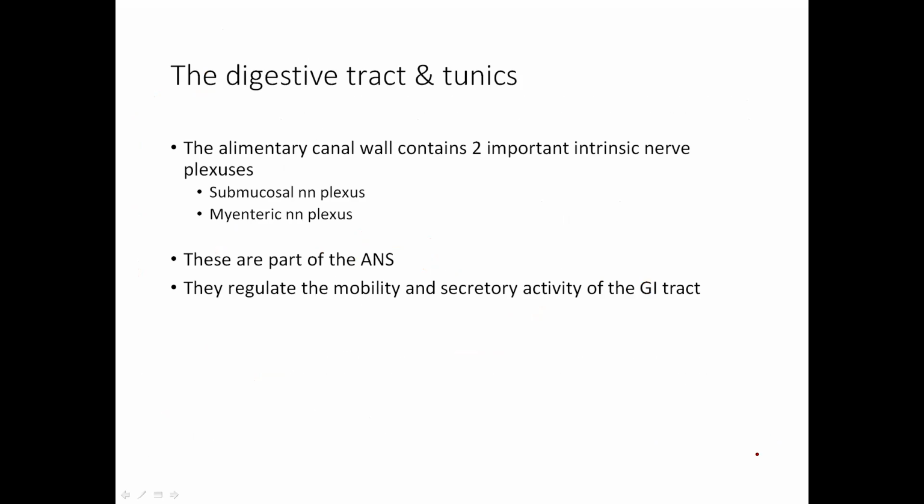Okay, so the digestive system is operated by nerves, the submucosal nerve plexus and the myenteric nerve plexus. These are part of your autonomic nervous system, which means you do not consciously control the breakdown of food, digestion of food, and all that stuff. You don't consciously control it. Your autonomic nervous system does it for you.